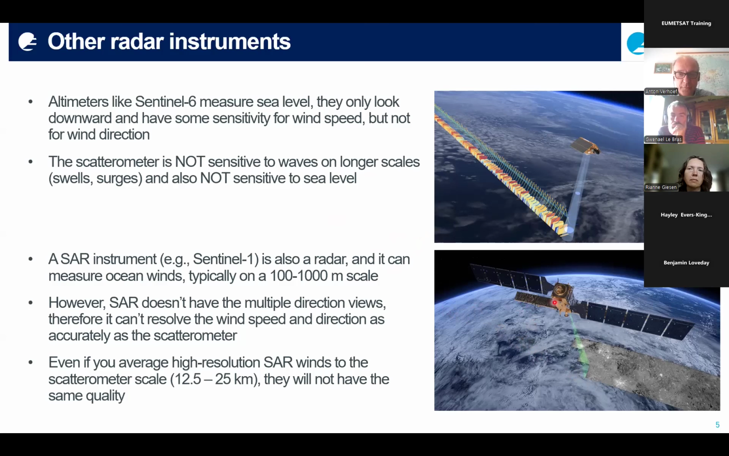And we also have the SAR instrument. You see the Sentinel-1 as an example here in the bottom image. It's also a radar. It has a very high resolution, typically 100 to 1000 meter, but it only has one view on the ocean and not multiple direction views like the scatterometer. So it cannot resolve the speed and direction by itself. It needs extra information, for example, from numerical models for wind direction. So the SAR cannot retrieve winds with the same quality as the scatterometer, although the resolution is higher.